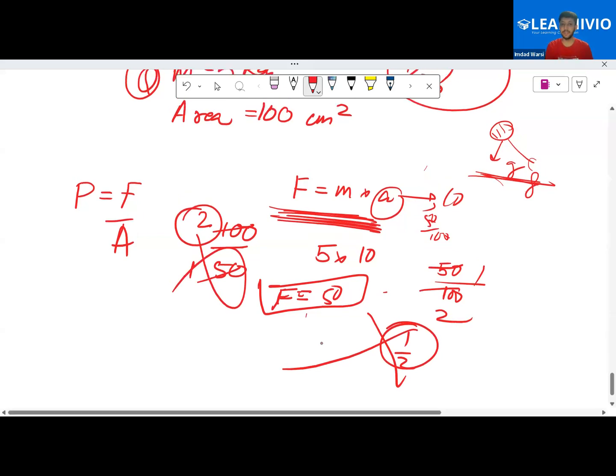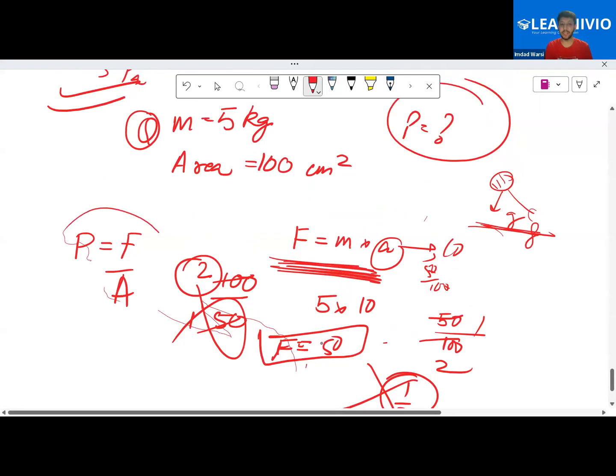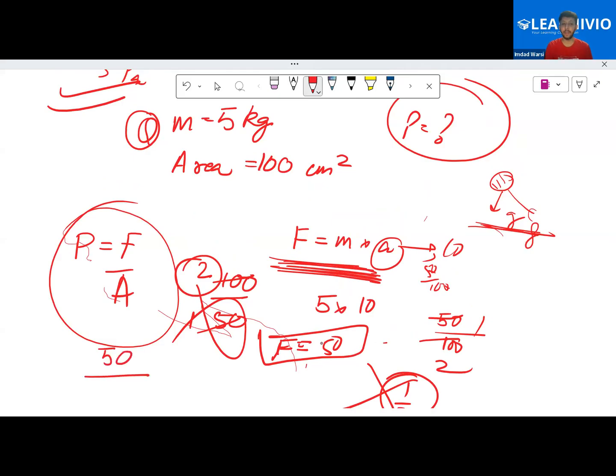Because pressure is equal to force upon area. Pressure we have to find. Force is 50. Area you will put 100. When you are taking force in Newton, you take area in meter square. Yes, you have to convert it. Can you convert 100 centimeter square into meter square? How do I do that? Now this is your homework assignment.